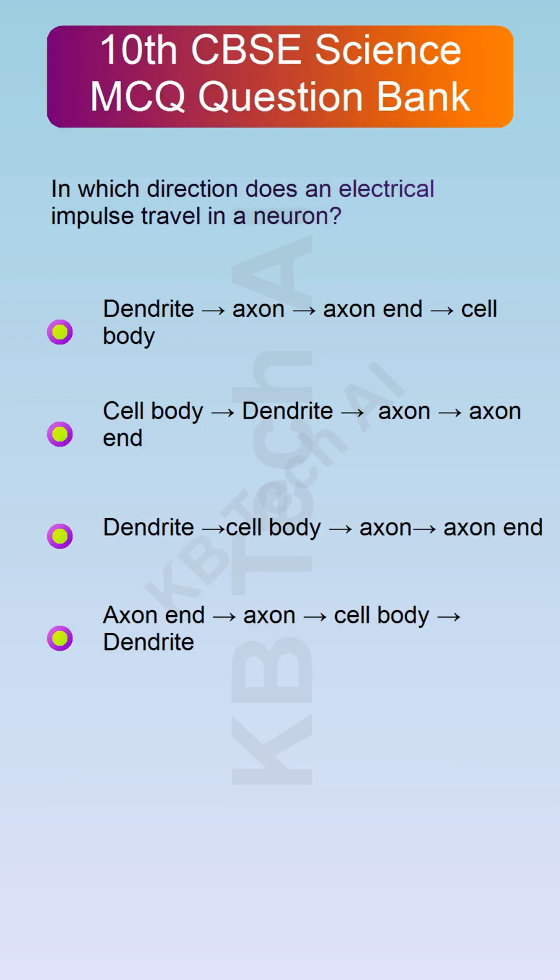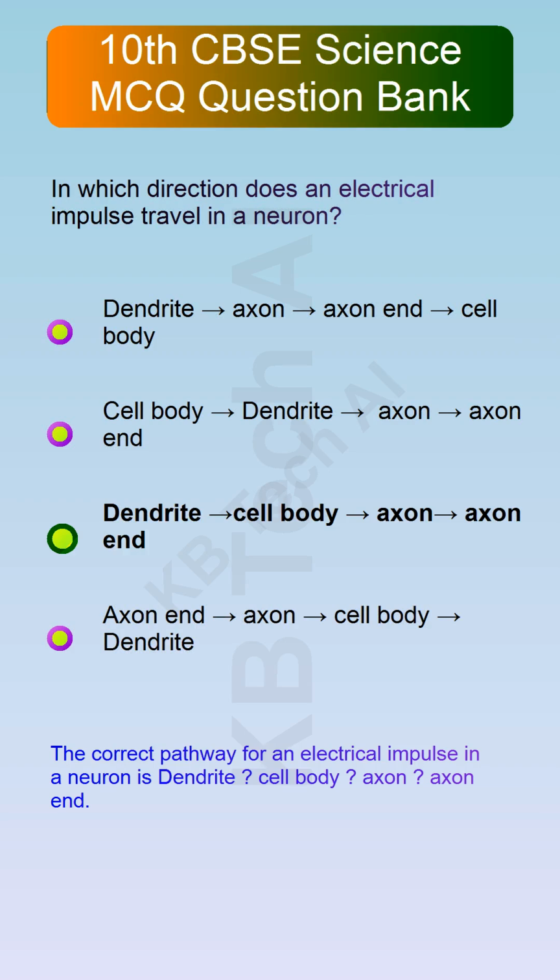In which direction does an electrical impulse travel in a neuron? Option 1, dendrite gives axon end gives cell body. Option 2, cell body gives axon end. Option 3, dendrite gives cell body gives axon end. Option 4, axon end gives cell body gives dendrite. The answer is, option 3, dendrite gives cell body gives axon end.